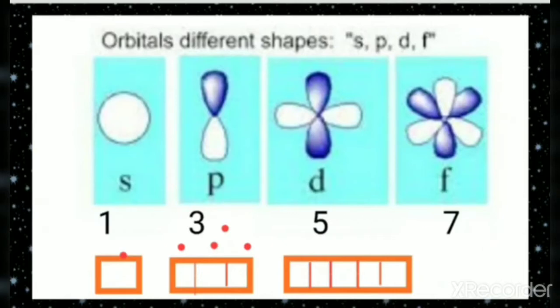In the orbital diagram, we'll make 3 boxes for p, and d has 5 orientations: dxy, dyz, dzx, dx square y square, and dz square. Because of the 5 orientations, we'll make 5 boxes. Similarly, for f, we'll make 7 boxes that you can draw here. So we have learnt about the different shapes of s, p, d, f orbitals and their orientations: s single, p 3, d 5, and f 7.